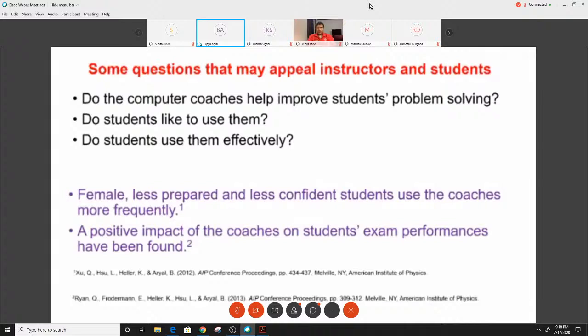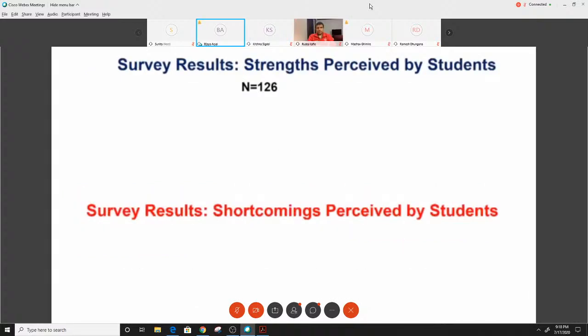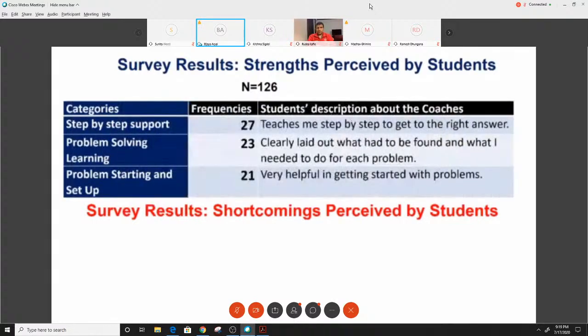And before that, I would like to show you a survey result also, because whether they like it or not is also an important thing. So here is a survey in a small sample, 126 students. In that survey, there are so many things we found, I cannot explain everything today, but the main highlights were that they said step-by-step support was very, very useful. They learned problem solving from the tool. They say it was particularly useful when they were starting the problem, because they did not know how to start and how to set up the problem, but this tool was very, very useful.